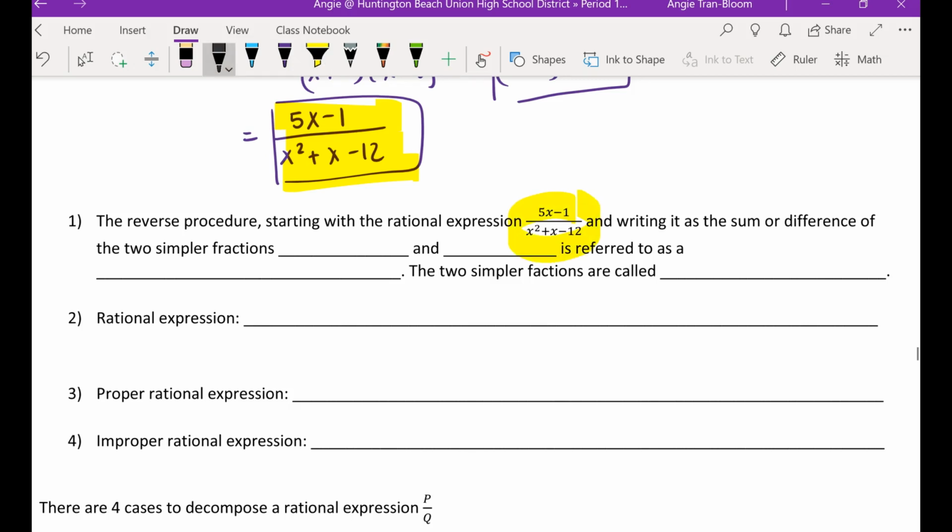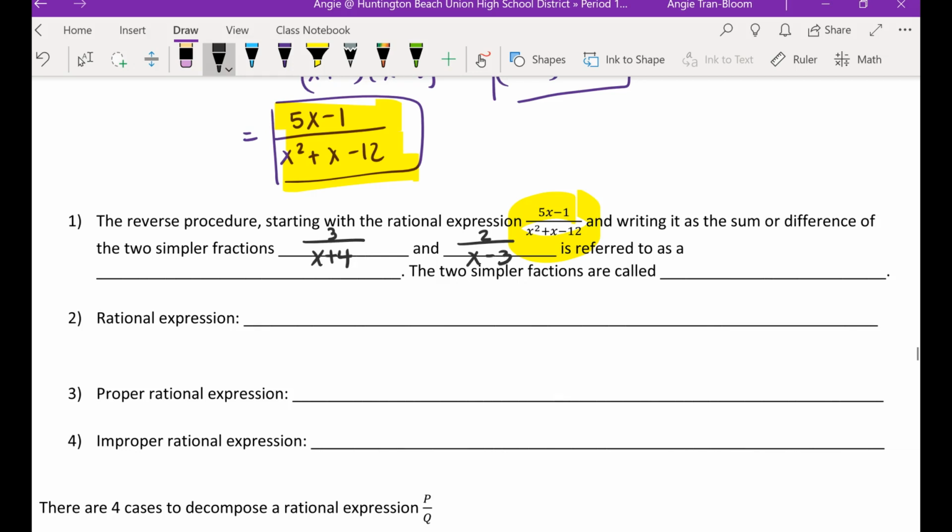The reverse procedure starts with the rational expression and writes it as the sum, or sometimes we subtract, which is the difference, of two smaller fractions. So this is how we're going to go backwards. If I give you 5x minus 1 divided by x squared plus x minus 12, your job is to give me 3 divided by x plus 4, and the other fraction is 2 divided by x minus 3. That's your job for this section.